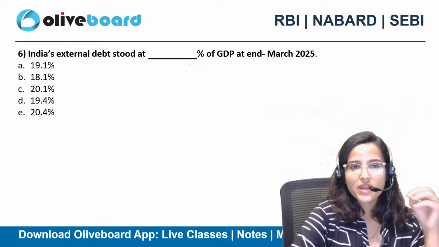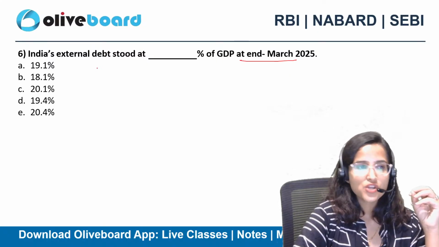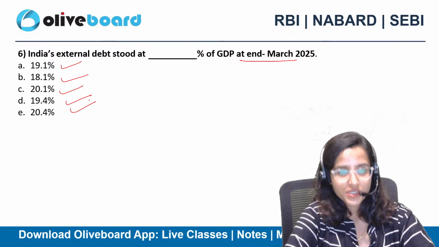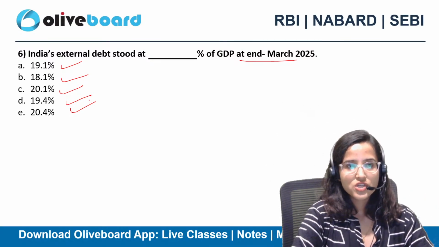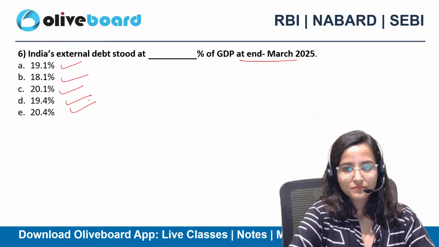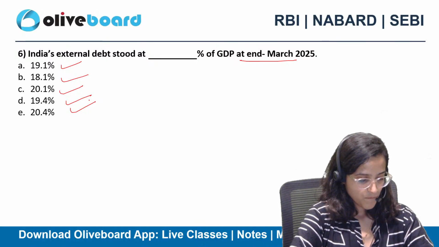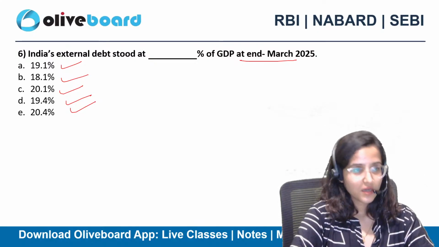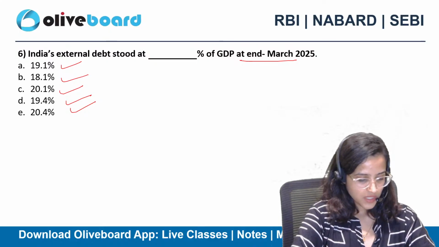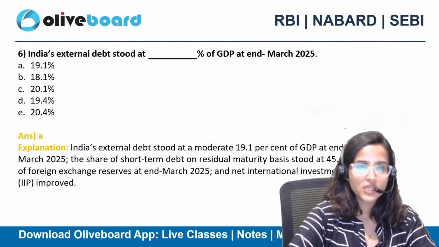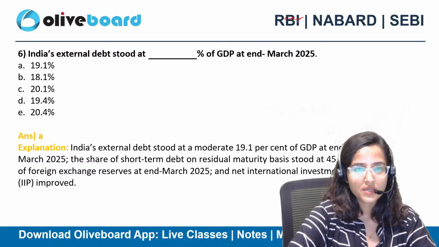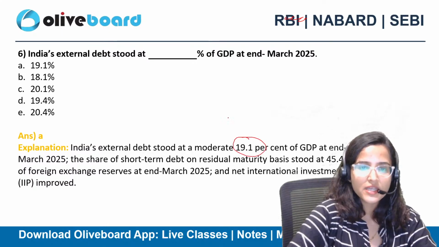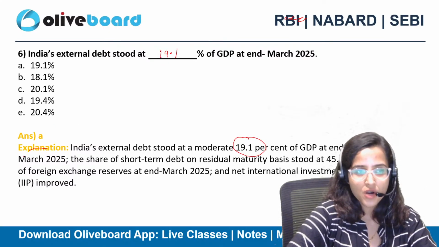India's external debt stood at dash percent of GDP at end March 2025. Options: 19.1%, 18.1%, 20.1%, 19.4%, or 20.4%. Question number 6. What is the answer? Abhigyan says 19.1. Okay. Then John is saying B, and Anurag Singh is saying A, which is absolutely correct. The answer is 19.1%. So India's external debt stood at a moderate 19.1% of GDP at end of March 2025.